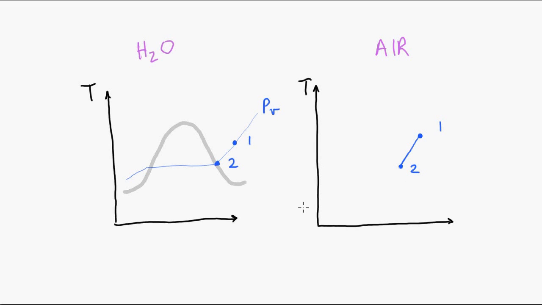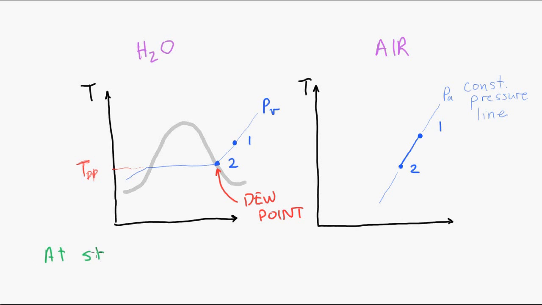We call this point here the dew point. So if we cool at a constant pressure till we reach the saturation curve, this temperature at which we reach the saturation curve is called the dew point. And we can define the dew point temperature for a given partial pressure of water vapor. And cooling air follows a constant pressure line for PA, the partial pressure of air.